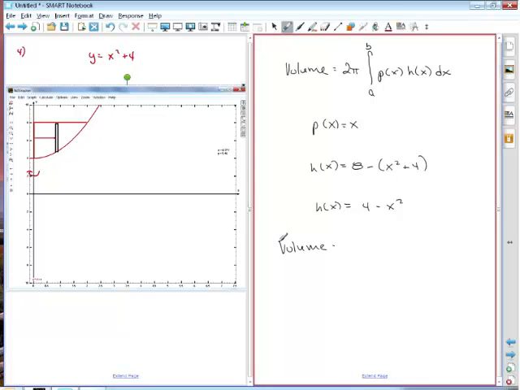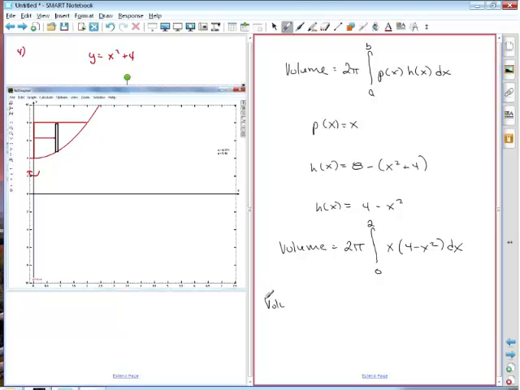So the volume is 2 pi times the integral from, what are the limits? We go from x equals 0 to x equals 2. That's 2. So we go from 0 to 2. We have p of x, which is x, times h of x, which is 4 minus x squared, all times dx.